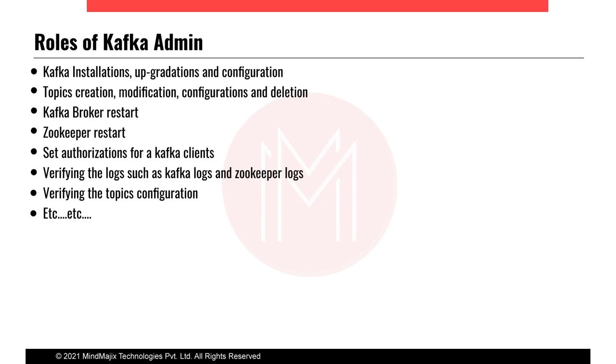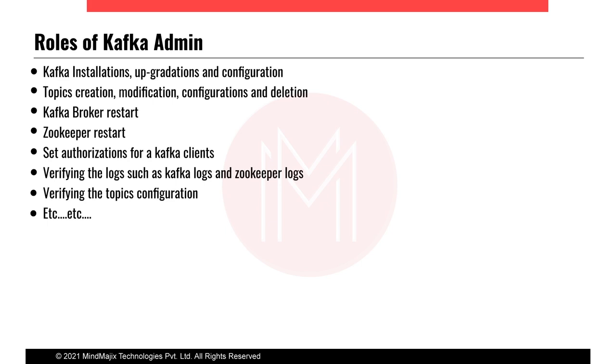Then verifying the logs, such as Kafka logs and Zookeeper logs, and verifying the topic configurations. Each and every topic has its own configuration, and based on the configuration, that particular topic is going to behave, in terms of retention period, max message bytes, and minimum in-sync replicas. Each and every application can connect to their respective topics, right? And we have to configure the topic based on their application requirements. That we are going to discuss in the advanced topic configuration. So these are some of the major aspects of a Kafka admin.